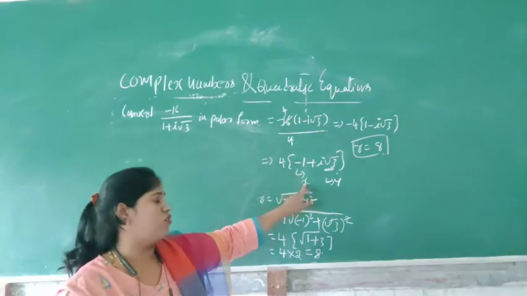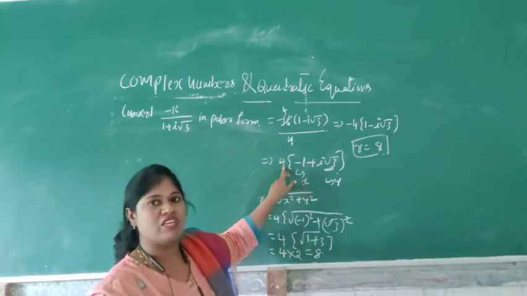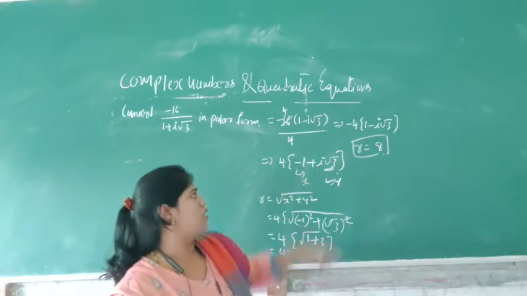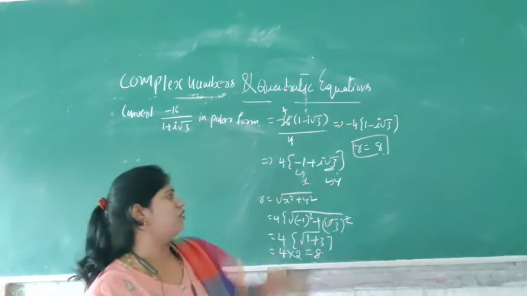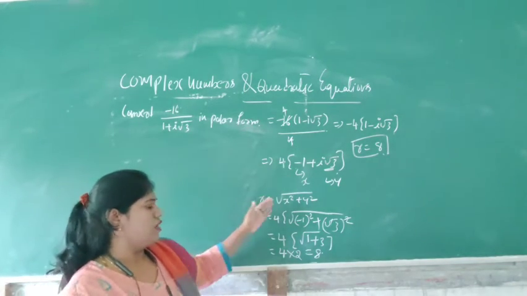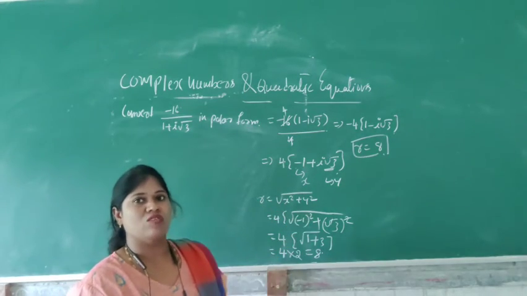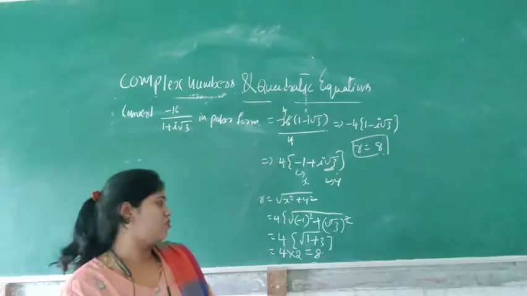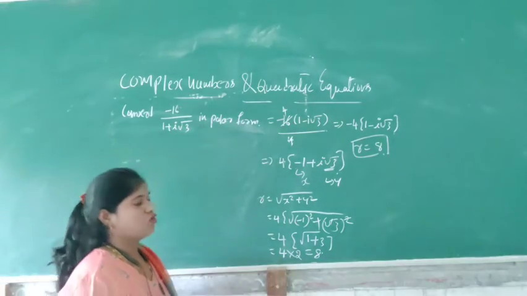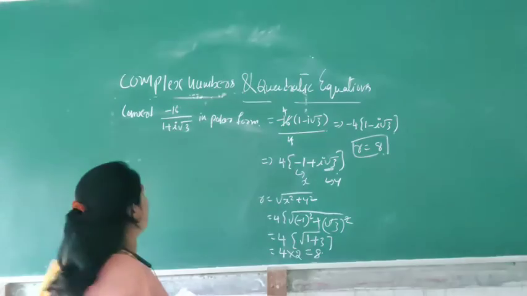So this is the value of x and this one is constant. Keep it as it is. So minus 1 plus i root 3. This is the x value and this is the y value. After this you apply the formula r is equal to square root of x square plus y square. You will get r is equal to 8. So we need to find the theta value.